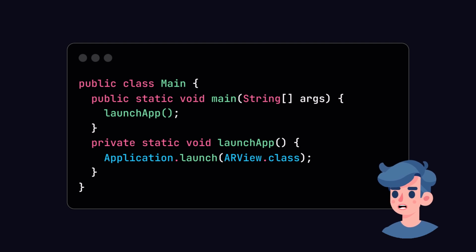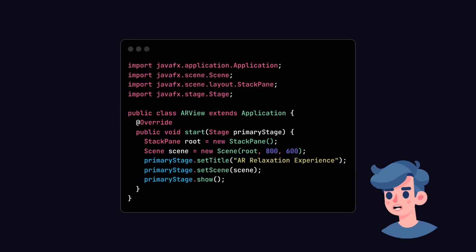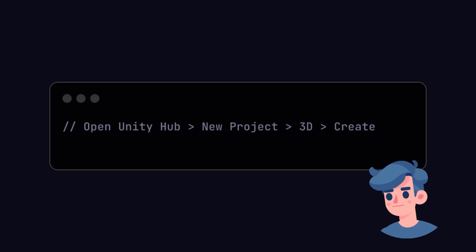Let's start coding our main application class. In the main class, we are calling the launchApp method, which in turn starts our RView class. Let's create that class next. This will be the main entry point for our AR content. Now we have a simple JavaFX application running.